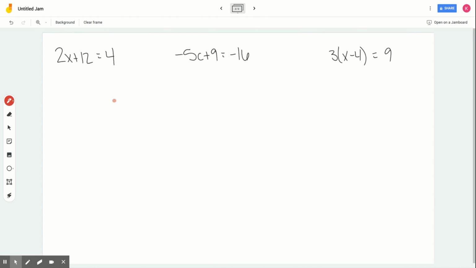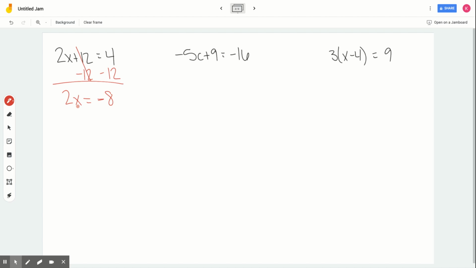So if we look here, if we start with that add or subtract, the opposite of adding 12 is to subtract 12. So we're going to subtract 12 on both sides of that equal sign. Plus 12 minus 12 makes a 0 or cancels. So we have 2x equals 4 minus 12. Opposite signs we subtract. 12 take away 4 is 8. And we keep the sign of that larger number. Now we have 2x equals negative 8.